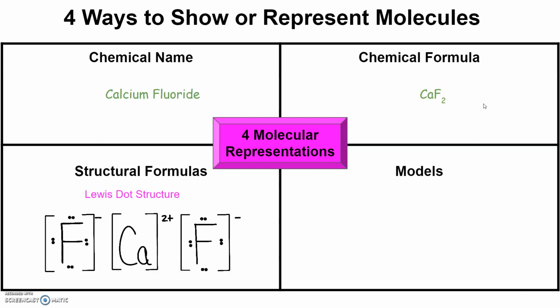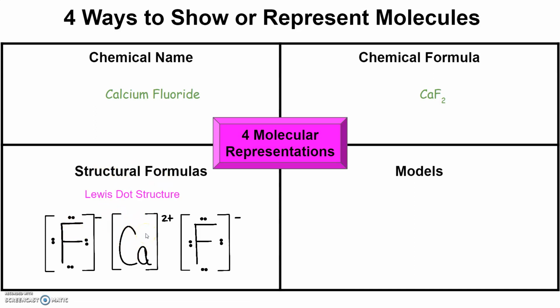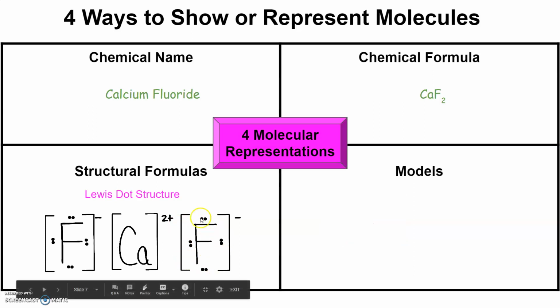The next representation is a structural formula. And for ionic compounds, the main structural formula that you will see is what's called a Lewis dot structure. As you can see from the Lewis dot structure, it shows you the atoms. It shows you have 1 calcium and 2 fluorines. It also shows you the charges. Calcium has a 2+ charge and fluorine has a -1 charge. And it shows you where some of the valence electrons are. So you notice how the fluorine has an octet, 8 electrons surrounding it, each fluorine does.